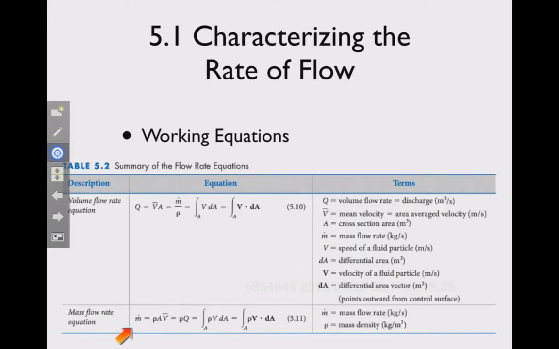And then down here, we've got the mass flow rate, which is m dot equals rho times A times the average velocity, if we're using the area average velocity. That can be written as rho Q, as we saw, just the density times the volume flow rate. And in the most general case, we have the density multiplying the dot product of the velocity times the differential area element that we're using to integrate over our cross-sectional area.